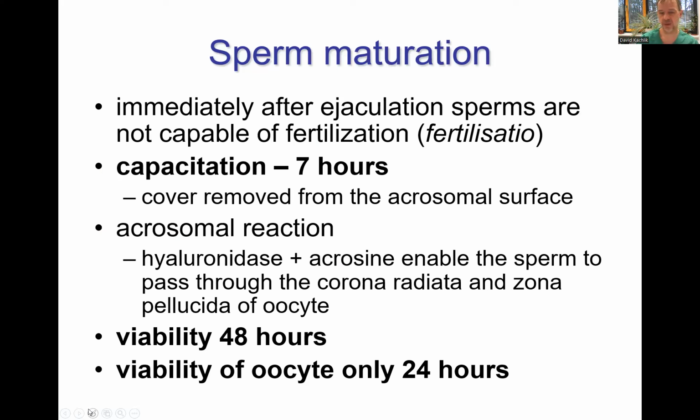So the acrosomal reaction is then the action of mainly hyaluronidase and acid phosphatase and other enzymes and acrosin, which enable the sperm to pass through the corona radiata and zona pellucida of the ovum or oocyte. And one sperm is viable more than 2 days, but the oocyte, after the mature Graafian follicle ruptures, is viable only for 1 day. So there is a really short period in which the fertilization can happen.